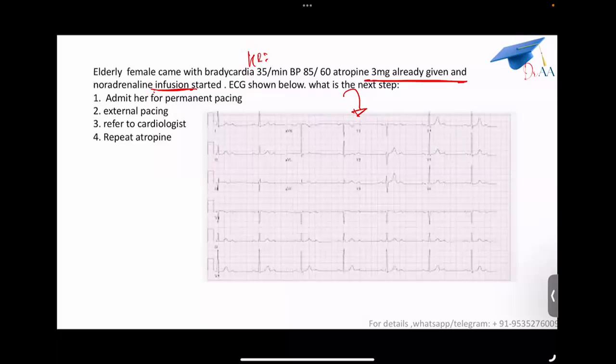Option 2, external pacing, will be the right answer here. What if there was one more option as adrenaline infusion and they had not given this in the scenario? Which one will be right now? We will still choose external pacing, because external pacing is preferred over adrenaline or second line of drugs. Okay.